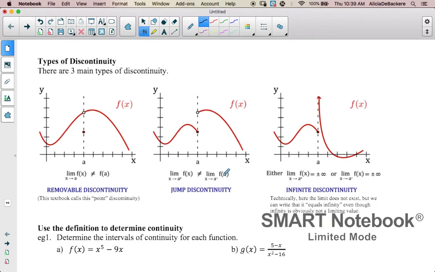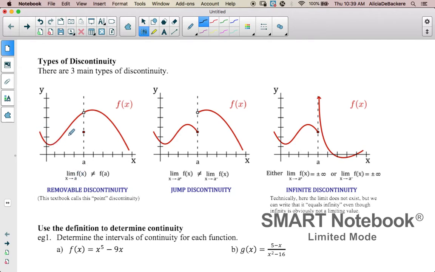So there are different types of discontinuities that we can see. There's three main types. There's removable discontinuity, jump discontinuity, and infinite discontinuity. So a removable discontinuity, your textbook refers to this as a point discontinuity, but throughout my education, I heard removable more often. The same thing. What we've got here is a hole in our graph.